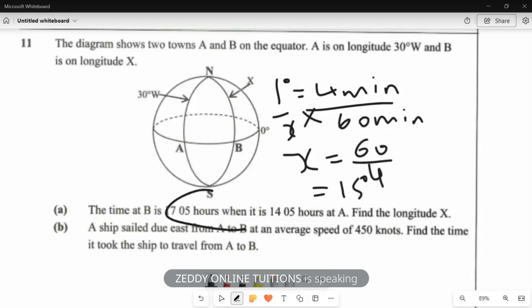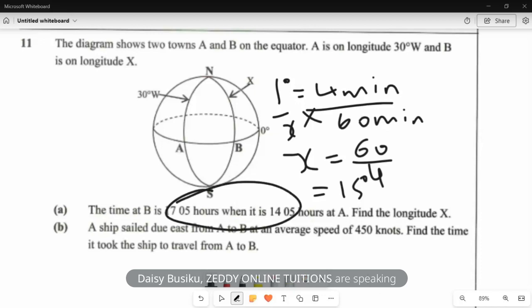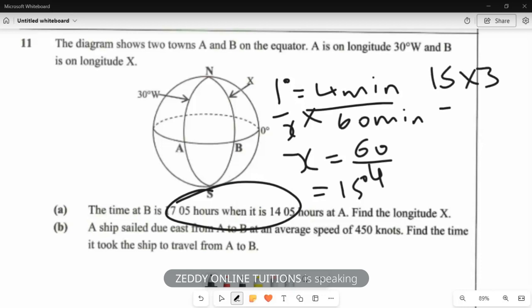And from 14 to 17 hours, the difference is 3 hours, right? So we have to say 15 multiplied by 3, which gives us 45 degrees. So we found that the difference here is 45 degrees.